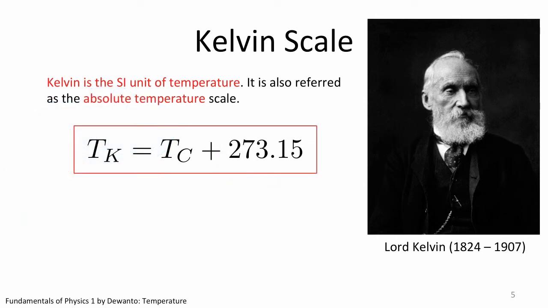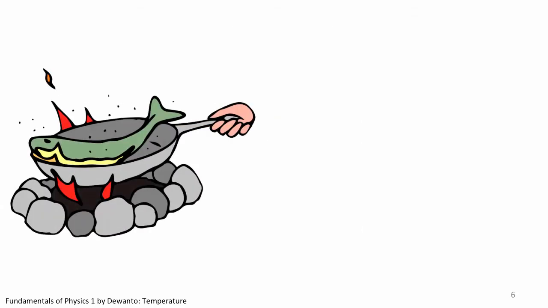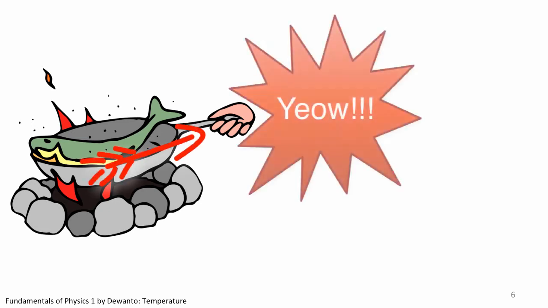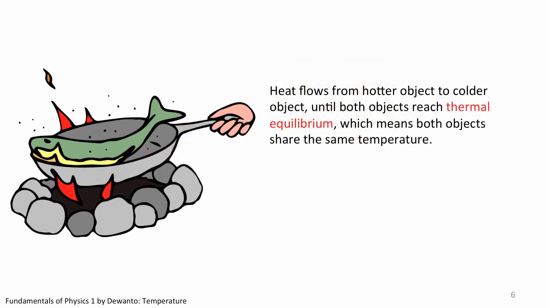The last thing I would like to discuss in this lecture is what happens when two or more objects of different temperature come into contact. For instance, what happens if our relatively colder hand accidentally touches a hot pan? Well, heat will be transferred from the pan to our hand, resulting in our hand being burnt. In general, heat will be transferred from an object of higher temperature to an object of lower temperature. Heat will stop flowing when the two objects finally reach thermal equilibrium, meaning that both objects share the same temperature.